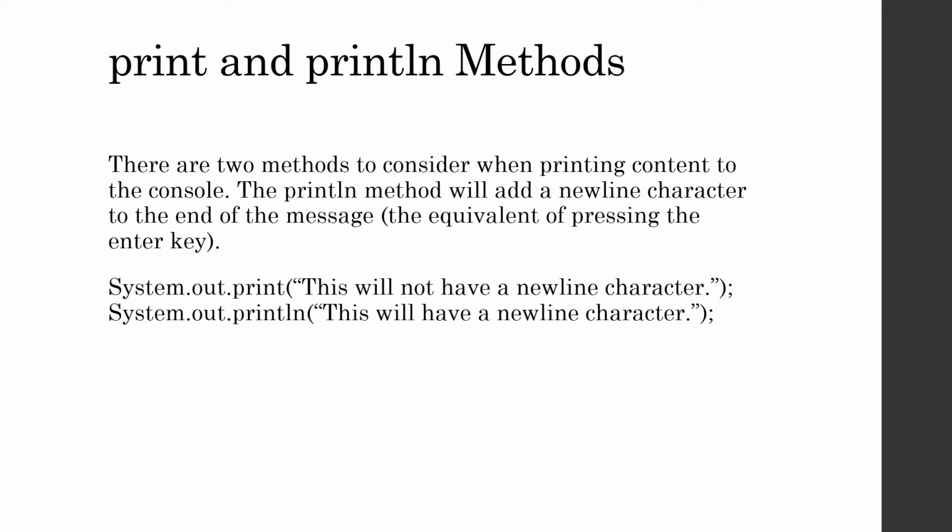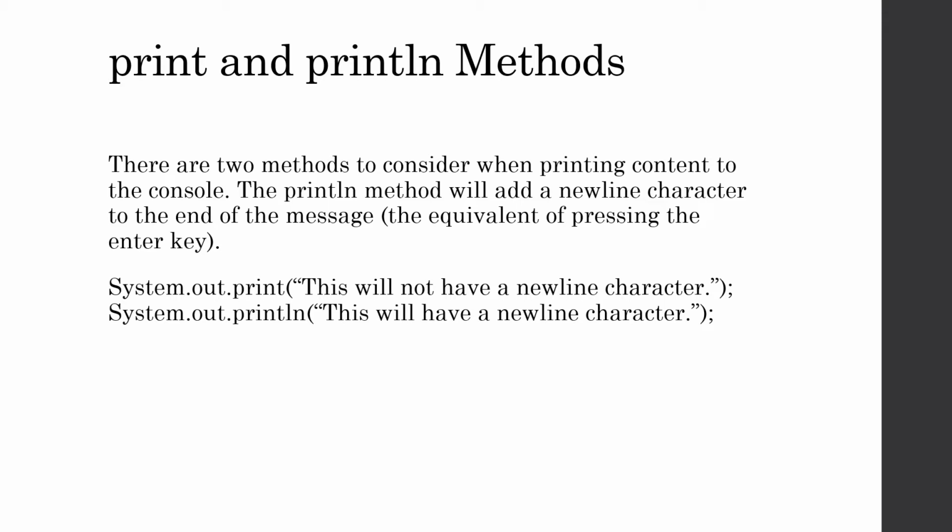Alright, so now we're going to take a look at two different methods that we can use to print something to the console. These are going to be the print and println methods. With the println method, the one that we've been using so far, this is going to be used to add a new line character to the end of our message. This idea of a new line character is basically the equivalent of if you just push the enter key, say in a text editor or in Microsoft Word, to essentially move your text to the next line.